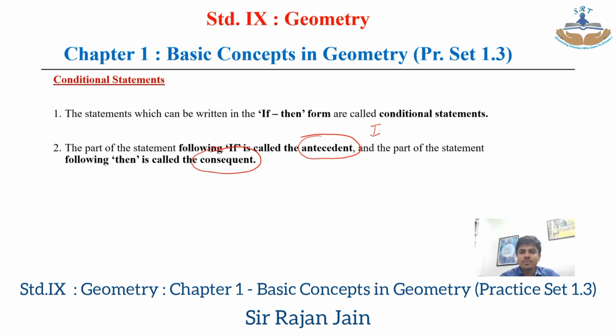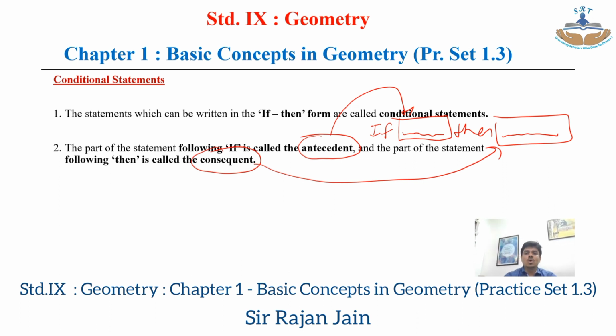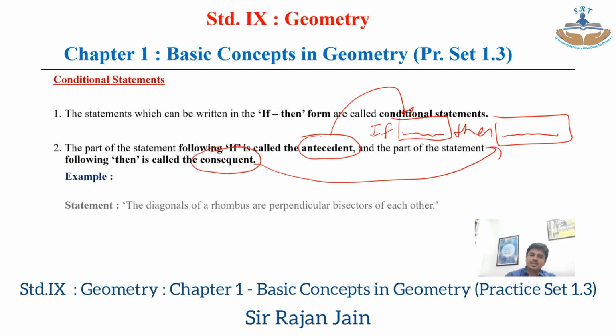Look here. Whenever you have a if then statement, it will be written somewhat like this. If something will be written, then something will be written. So ये जो first part है, that will be called as antecedent and then के बाद जो part आता है, that will be called as consequent. Is that clear? Okay. Now, let's see an example.